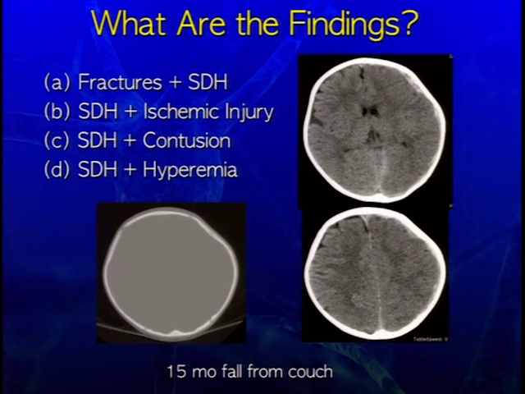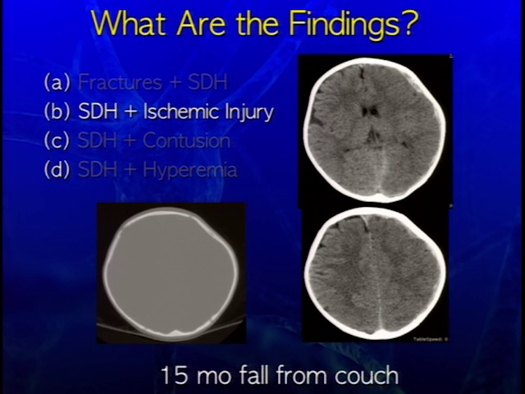Okay, next question. What are the findings on this scan here? We've got 4 choices: fracture and a subdural hematoma, subdural hematoma and ischemic injury, subdural and contusion, or subdural and hyperemia. So this is a subdural hematoma and ischemic injury. No fracture was identified on the CT scan. You can see sutures at the back and the lambdoid suture.